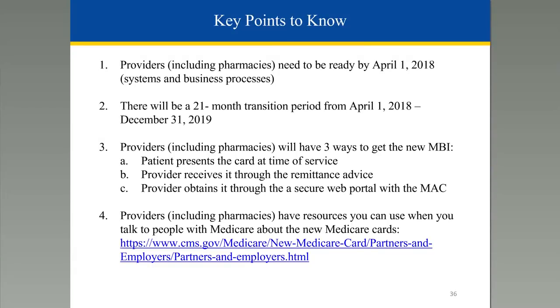Providers, including the pharmacies, will have 3 ways to get the new MBI. The patient presents the card, the provider will receive it on the remittance advice in October, or the provider can obtain it through a secure web portal with the MAC. That's starting June of 2018. There are a lot of resources available for you to use when you're talking with your patients or anyone with Medicare and caretakers. These resources are available at the cms.gov website. Next slide, please.